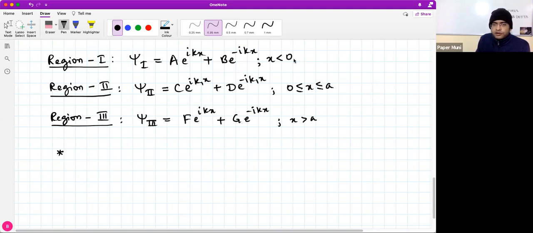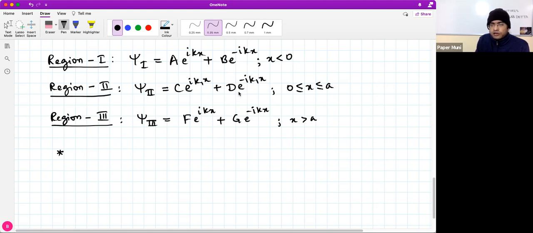In this case, for region 1, b appears because there is a change of potential going from 0 to v naught. And in the second, psi 2, we have a non-zero coefficient d, because there is a reflection part here, because there is a change of potential again, from v naught to v equal to 0.